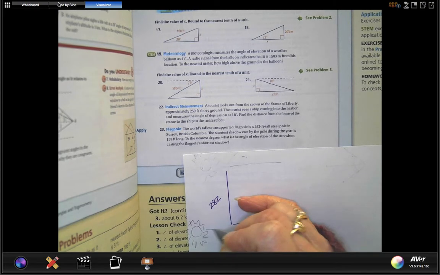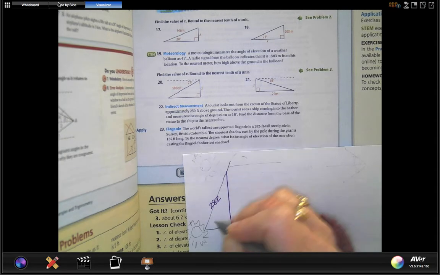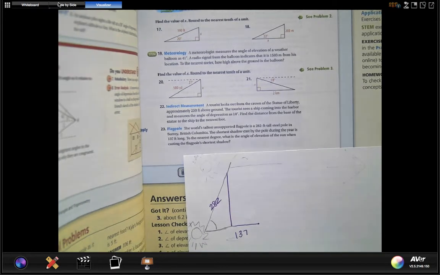And if this was the horizontal, then here would be the angle. So this would be the angle of elevation, okay? So that's how you want to think about this one.